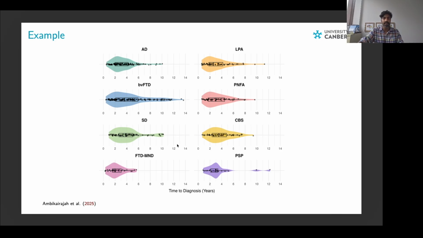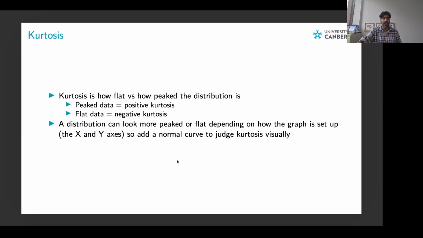So that's what we'd expect in something like this. So here's an example in real data of skewness and how it's a property of the data that you're looking at. Now, kurtosis is really how flat or how peaked the distribution is. So peaked data has positive kurtosis and flat data has negative kurtosis. And really that gives you a sense of the tails and the presence of outliers as a function of that as well in terms of kurtosis.